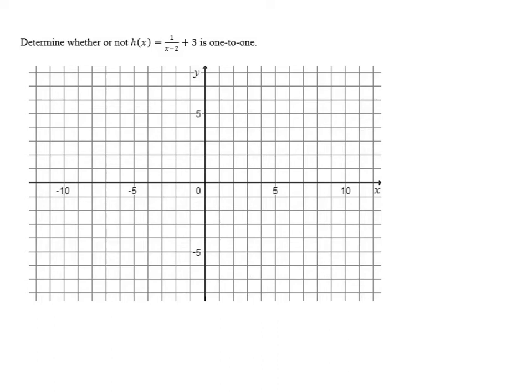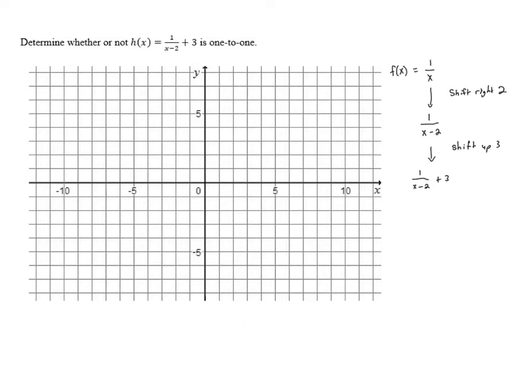Determine whether or not h of x equals 1 over x minus 2 plus 3 is 1 to 1. Now this is actually a transformation of the function f of x equals 1 over x. The first thing that we do is we replace x with x minus 2. We know that's a shift to the right 2 units. And then we take our function and replace it with the function plus 3, which is a shift up 3 units.